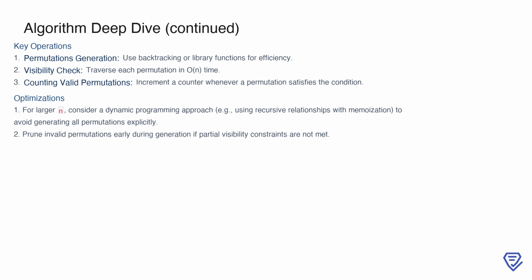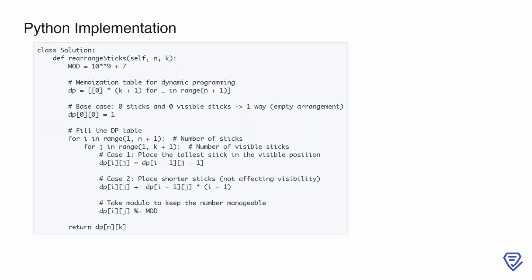efficient and scalable approach. This solution uses dynamic programming to efficiently calculate the number of ways to rearrange n sticks with exactly k sticks visible. The problem is solved using a recurrence relation that accounts for two key scenarios: placing the tallest stick in a visible position, and placing shorter sticks such that visibility remains unchanged.